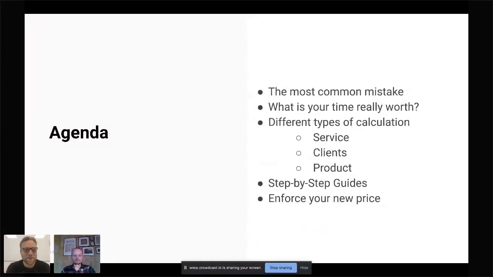And we have a small agenda. I want to start with my own story. And I think, as far as I know, the most common mistake why business starters and new freelancers are just asking for too little money. And the big question always is, what's my time really worth? And I want to share with you 3 different types of calculation. This is based on the service, based on your client's needs and ideas, and a solution for scaling up.